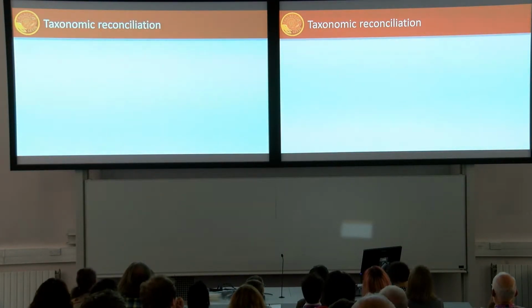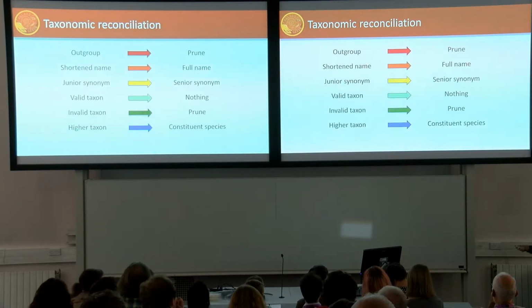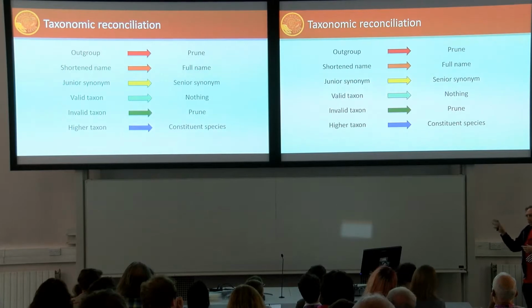reconciliation side of things. So what this means is basically taking whatever we have as OTU names in our data sets, whittling them down to a set of valid species. So this is really where the labor comes in. This has to be done super carefully.